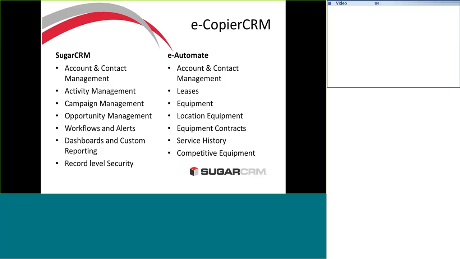From the eAutomate side, obviously, account and contact management, our integration pulls in things like leases, equipment location, equipment contracts, service history, and then we've added a new module called competitive equipment, where you can go in and add equipment that your competitors may have at one of your client sites. And then, again, one example of notification of workflows would be that when that piece of equipment comes off lease, be able to contact that customer in advance so that you can win their business.